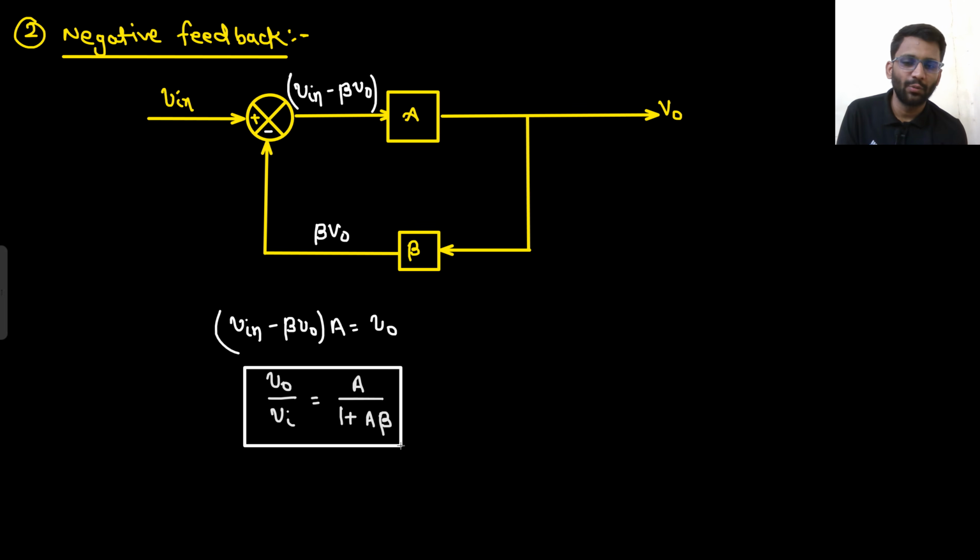So this is the closed loop gain of negative feedback.